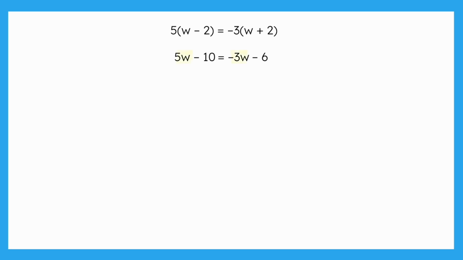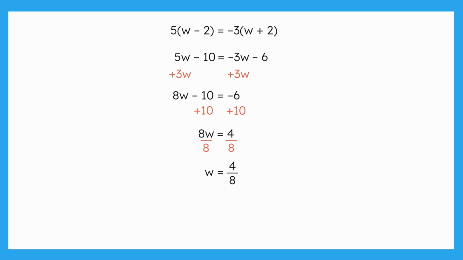I have a variable term on each side of the equation, so I'll cancel one of these terms. I chose to add 3W to both sides, which left me with 8W minus 10 equals negative 6. Next, I added 10 to both sides. Negative 6 plus 10 is positive 4, so 8W equals 4. Finally, I divide both sides by 8 to get W equals 4 over 8.